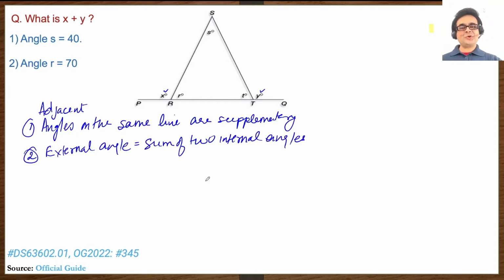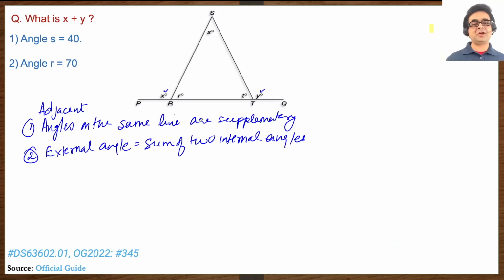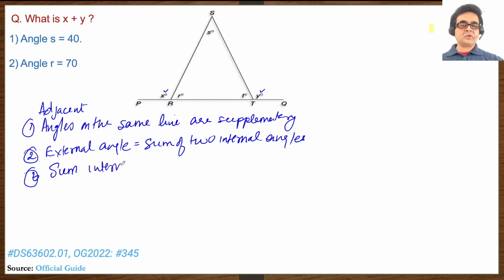The second theorem you are going to use is the triangle theorem, where we say the external angle of a triangle is equal to the sum of the two interior angles of the triangle. And if you need to brush up all the theorems and concepts that are required for GMAT triangles, please look at my video which talks about 22 plus theorems on GMAT triangles itself. It would be a great review to solve questions like this. And finally, the third theorem that you could apply is that the sum of internal angles of the triangle equals 180 degrees. So let's get started.